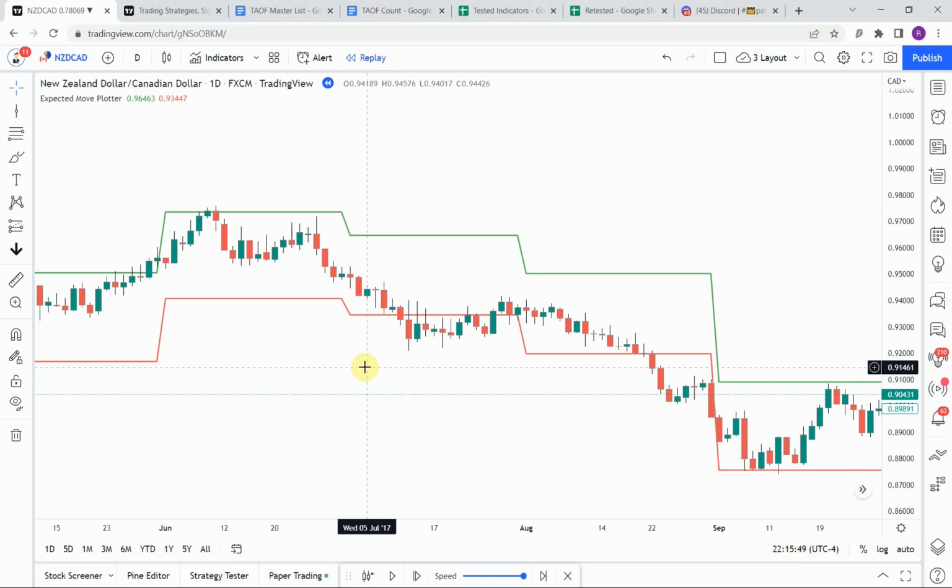Today we will be testing the expected move plotter.